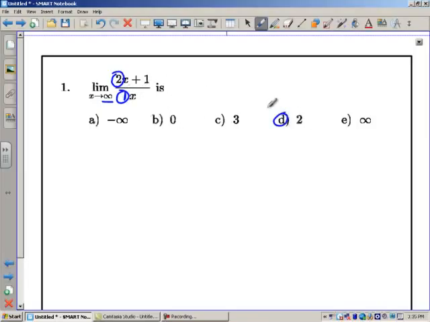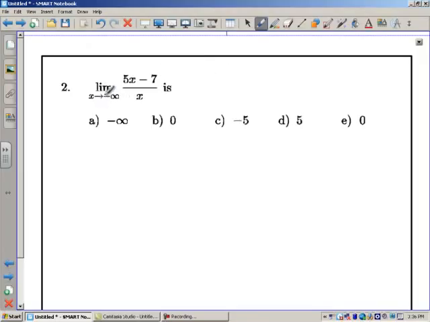2 over 1. If you were to look way out on the x-axis to the right, this graph would just settle down to like y equals 2. That's what it would look like way out to the right as x approaches infinity. Let's look at another example.